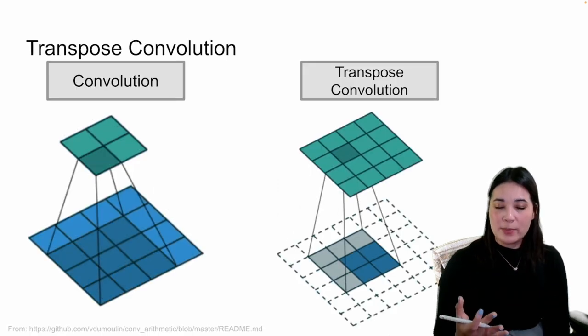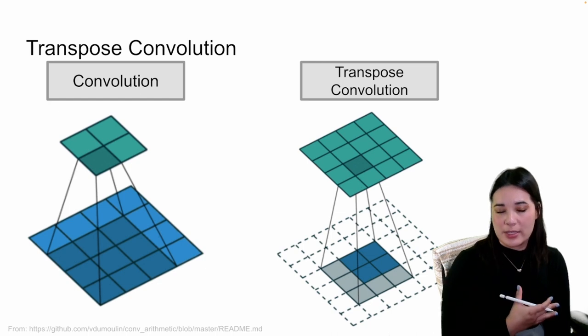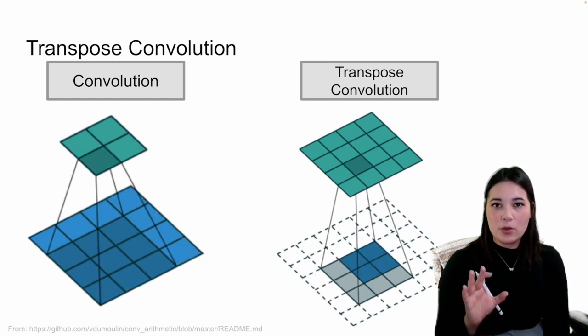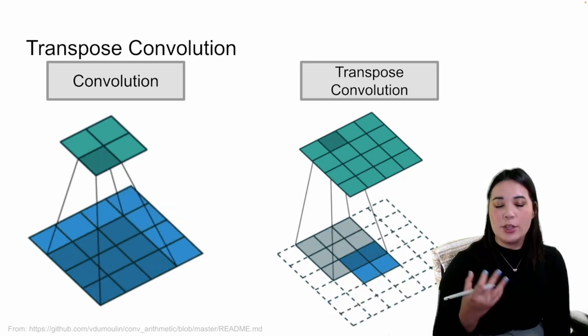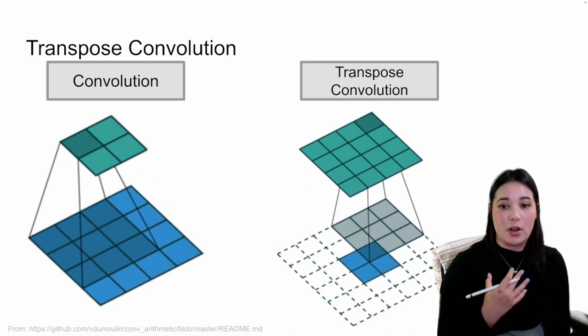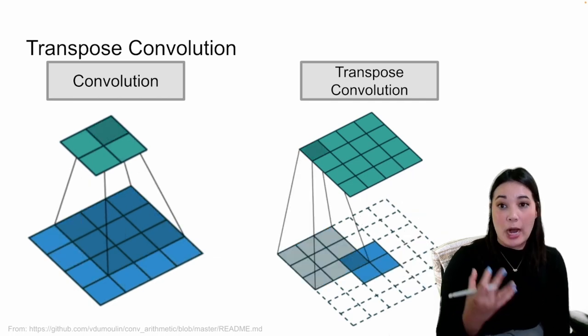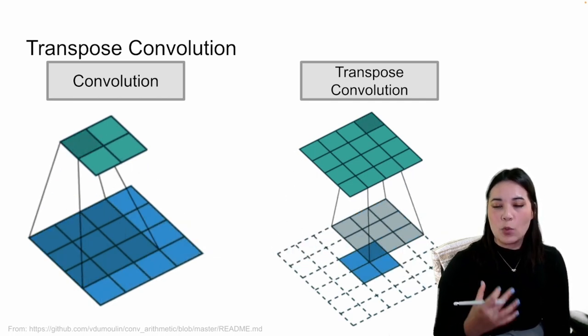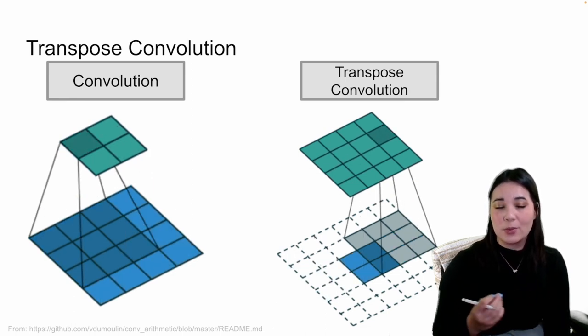So if upsampling is the opposite of pooling, then transpose convolutions are the opposite of a convolutional layer. In a typical convolution, we take a filter and we slide it across an image. You can see that happening in the animation on the left. In a transpose convolution, we're sort of trying to undo a convolution. In order to do that, our input is going to be a lot smaller than the filter we're applying to it.